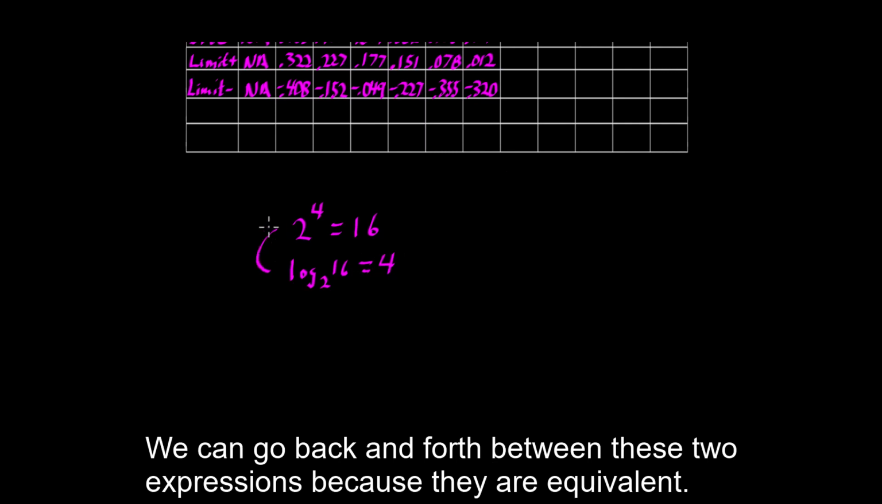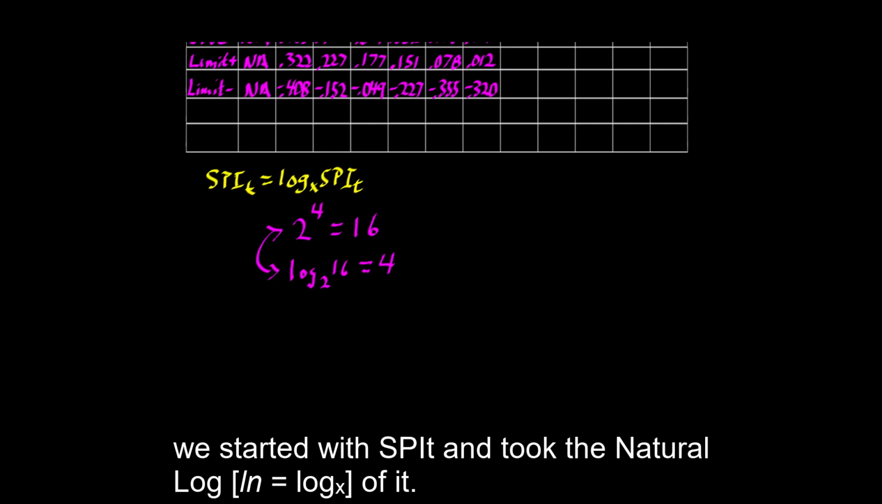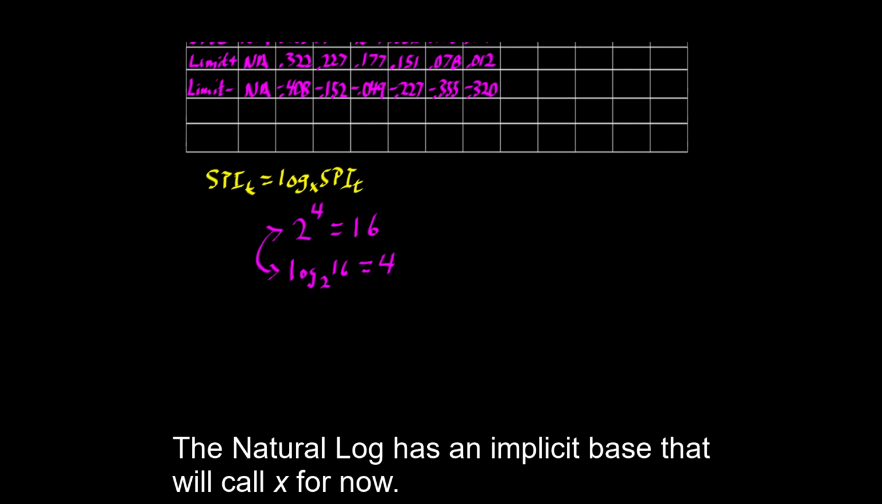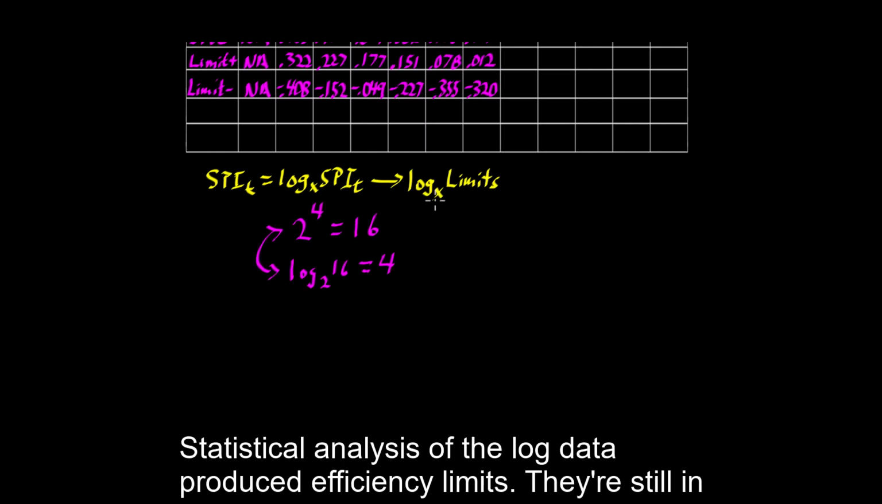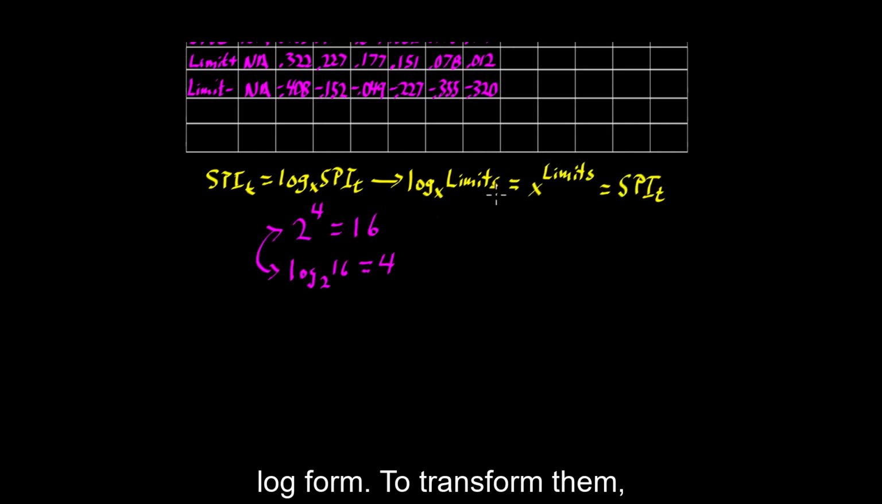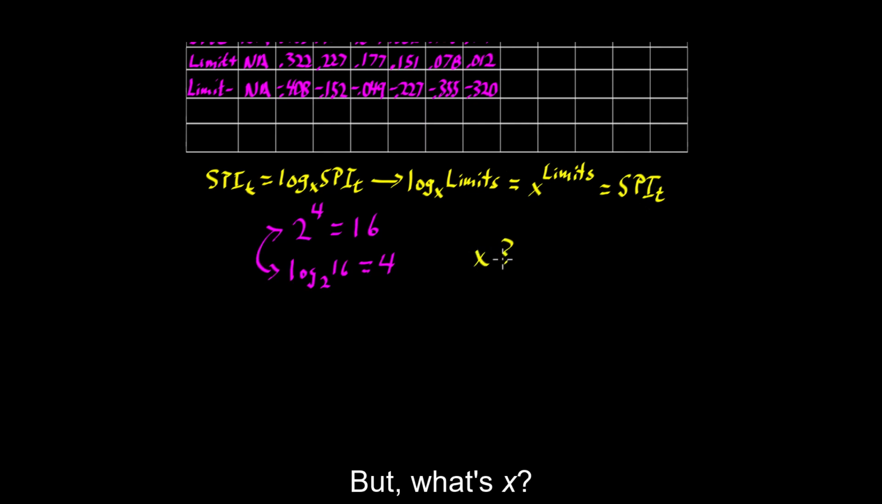We can go back and forth between these two expressions because they are equivalent. Applying this to our case, we started with SPIT and took the natural log of it. The natural log has an implicit base that we'll call x for now. Statistical analysis of the log data produced efficiency limits. They're still in log form. To transform them, we take the base x to the power of the limits, and that gets us back to the SPIT. But what's x?